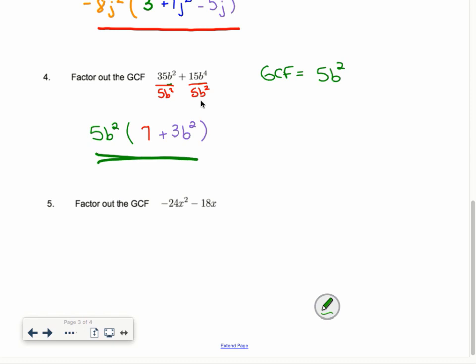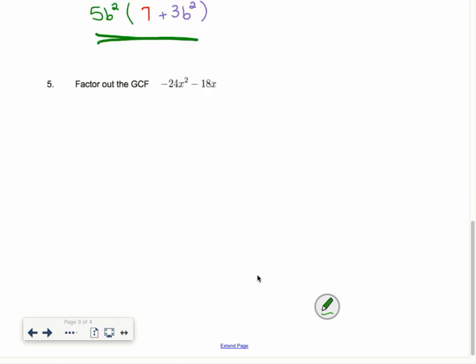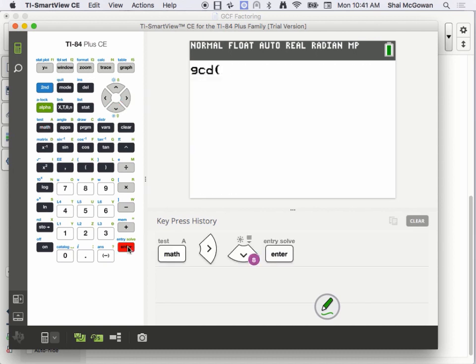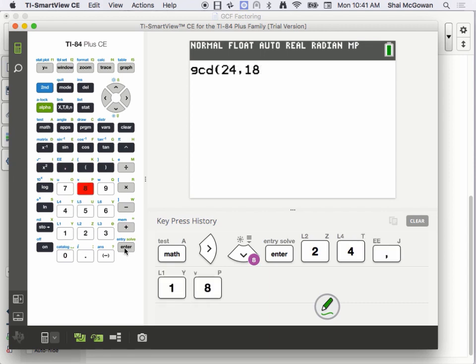Then one more example. Example 5 says factor out the GCF of negative 24x squared minus 18x. So this has a leading coefficient that has a negative on it. See the negative? So that means we're definitely going to have to take a negative out. So this one only has 2, so we only have to do this once in our calculator. So math over to num, down to number 9, and then you're going to type 24. Remember, we don't do the negatives, comma 18. Since there's only 2, we're done. We hit enter, so we get a 6.